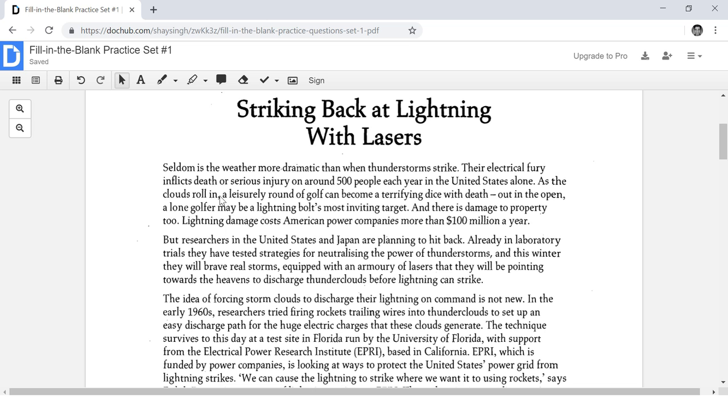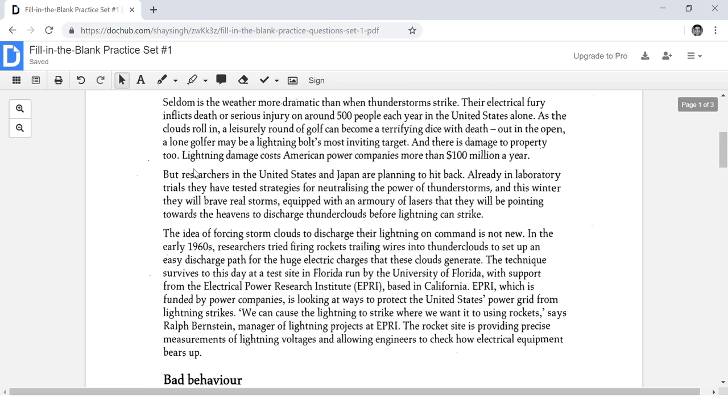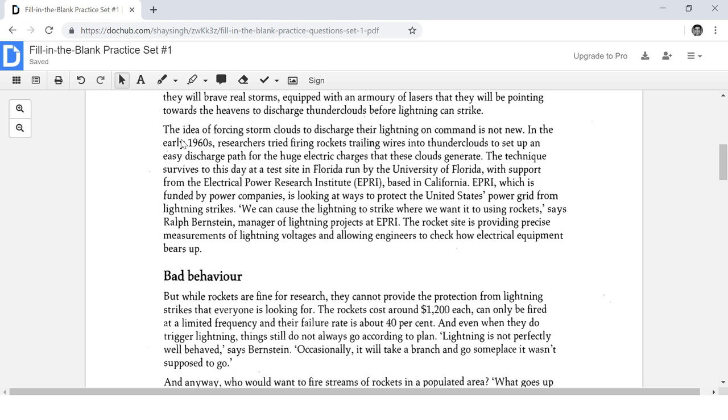Okay, now I'm simply scanning. I'm not reading every single word. I don't have the time for that. That would be a waste of time. So I'm quickly scanning. I'm just glancing over the whole page, glancing over the paragraph and just trying to find that word.